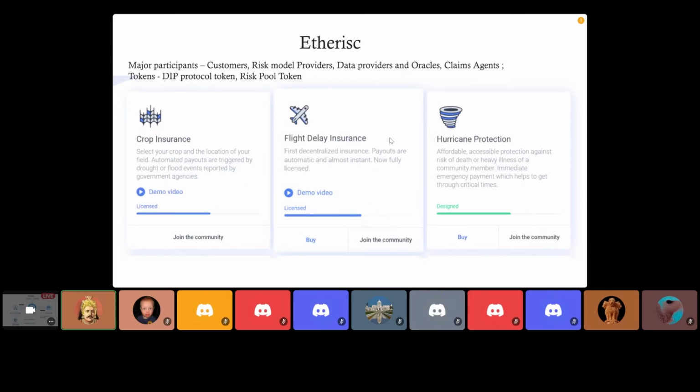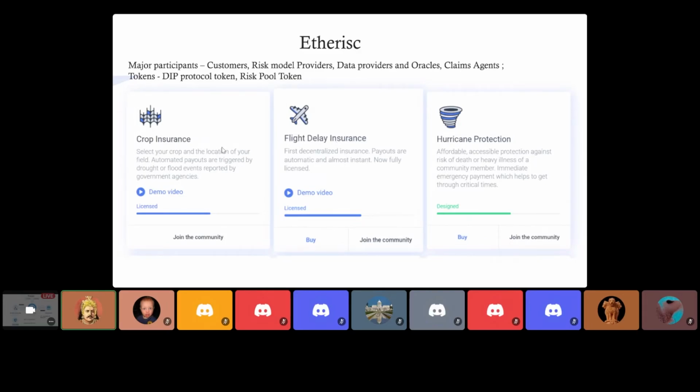For example, for this flight delay insurance, Etherisk has collaborated with Chainlink Oracle to get the data from the FlightAware API. So what they do is they collaborate with such oracles, and then they get the data from that, and based on that data, the parametric insurance will be triggered, and the customers will be provided with the returns. So this is flight delay insurance, or crop insurance also the same.